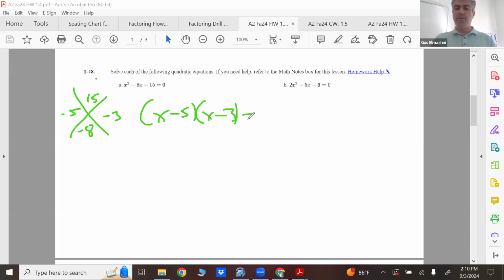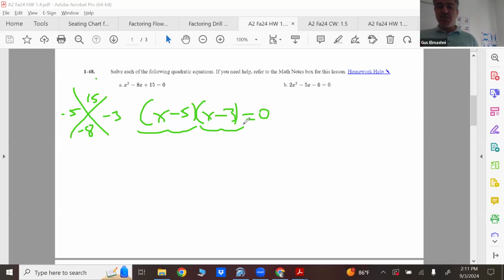That's all you do. Then you have to set each factor equal to 0. And why do we do that? Why do we set each factor equal to 0? Exactly. Because anything times 0 is always 0. And what are you multiplying? You're multiplying x minus 5 and x minus 3, multiplying two numbers together, one of these two things has to be 0.